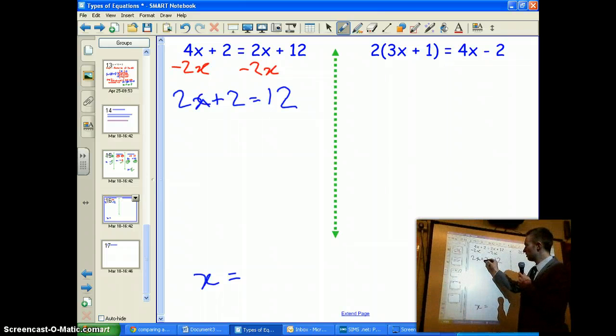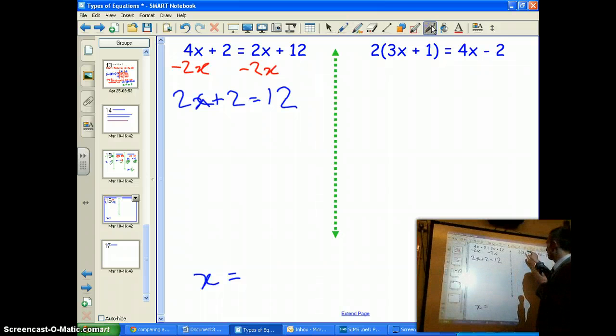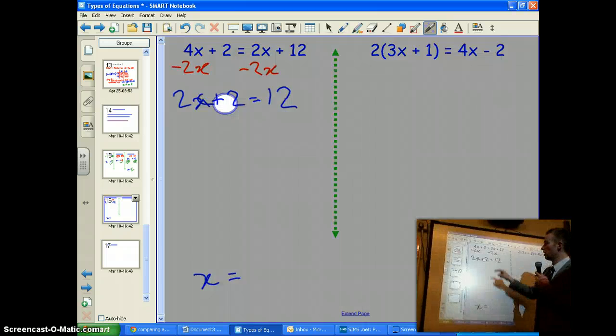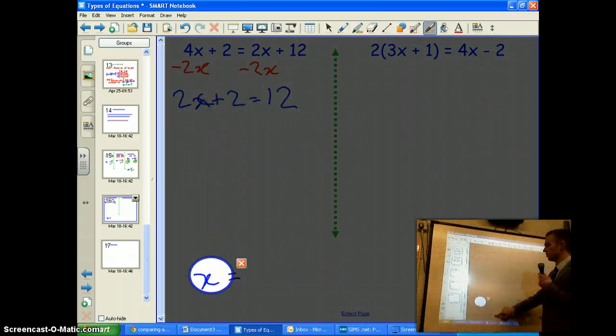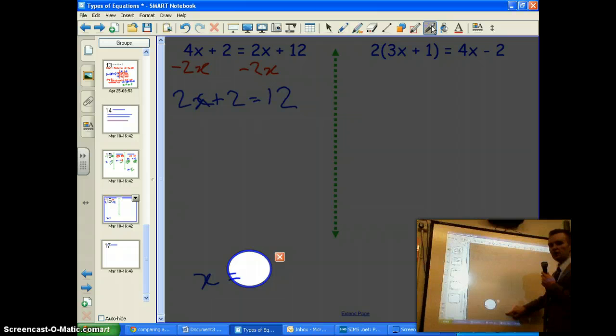Just get this looking a bit neater. So I've got 2x plus 2 equals 12. Okay, now my next step is this. Over here, I've got a plus 2, which I don't want, because you remember down here, all I want is x's on one side and numbers on the other.